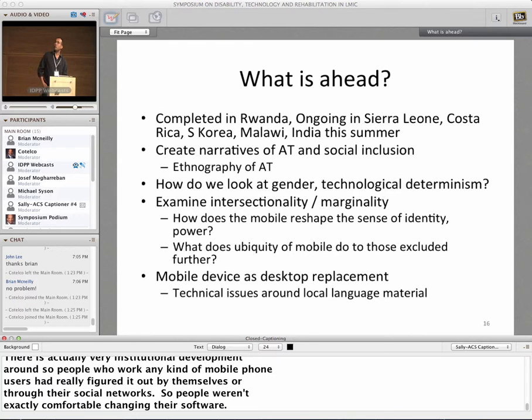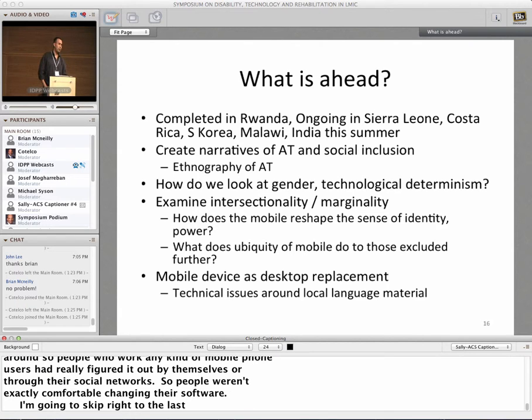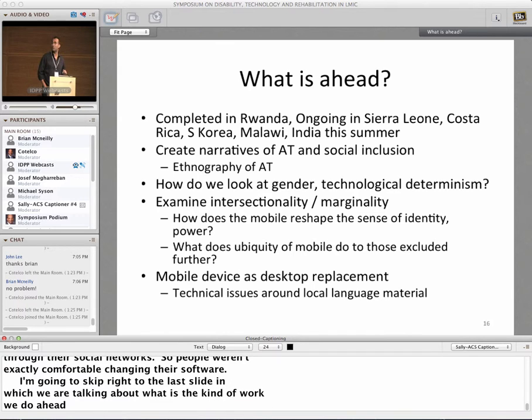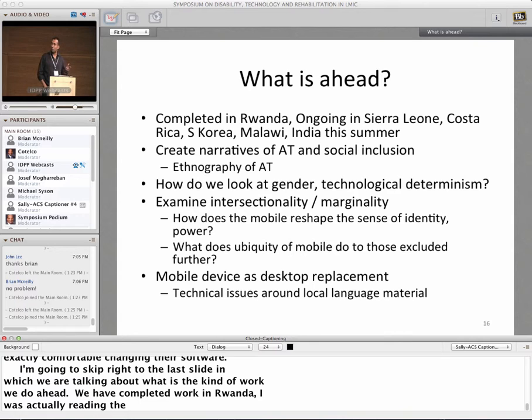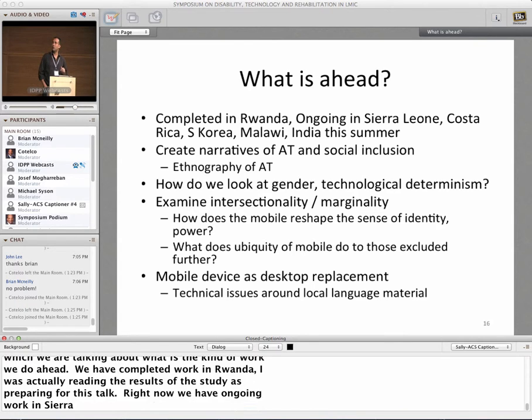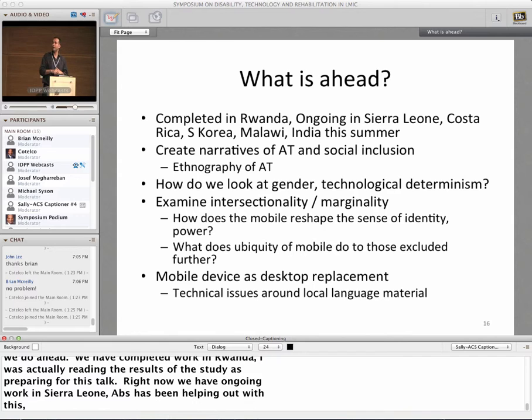I'm going to skip right to the last slide, in which we're talking about the kind of work we're doing ahead. We've just completed work in Rwanda. I was actually reading the results of the study just as I was preparing for this talk. And right now we have ongoing work in Sierra Leone, Costa Rica, South Korea, and Malawi. Abs, who's sitting out there, has been helping us with this. So we are looking at cellular phone use in all of these countries.